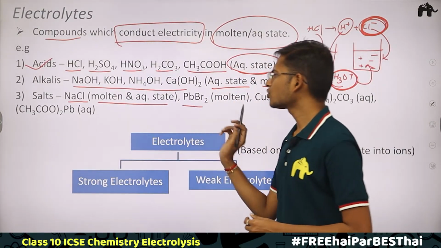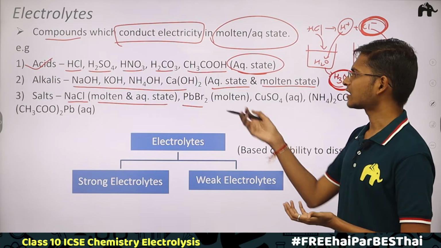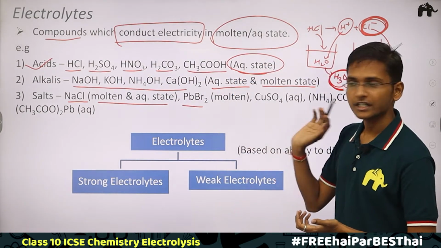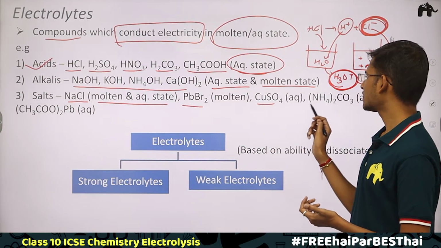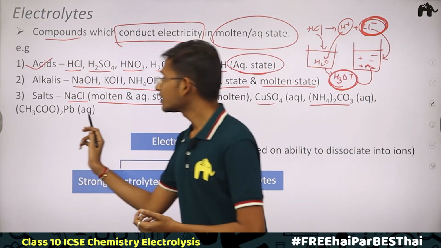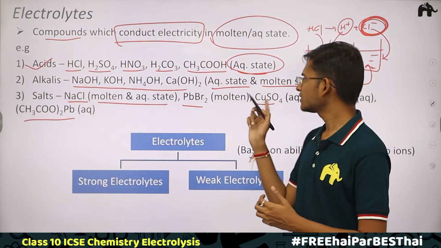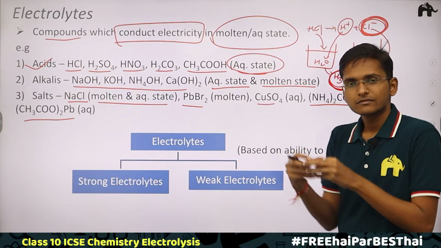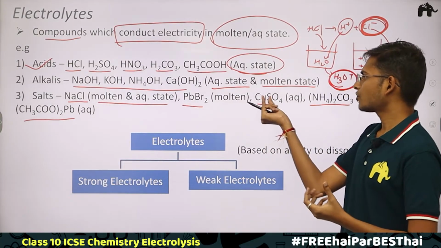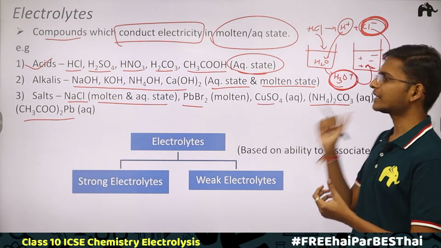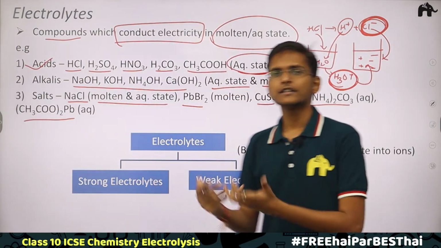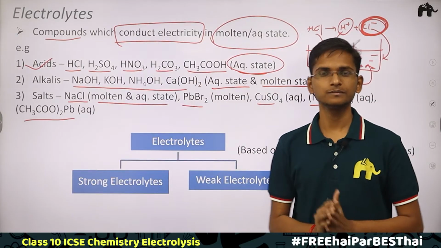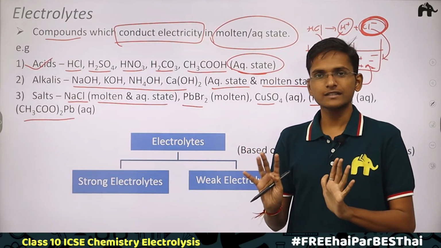In the same way, lead bromide in its molten state has ions and conducts electricity. That's why it is also an electrolyte in its molten state. Copper sulfate in its aqueous state, ammonium carbonate in its aqueous state, lead acetate in its aqueous state: these compounds have free ions in their aqueous state. Here, copper ions, sulfate ions, ammonium ions, carbonate ions, lead ions, acetate ions, and these free ions conduct electricity. That's why these compounds in their aqueous state are also examples of electrolytes. Clear with the examples?